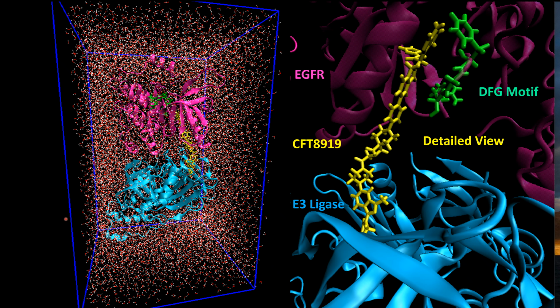In summary, this ensemble and molecular dynamics simulation offers atomic level insight into how molecular glues like CFT may stabilize EGFR Cereblon interactions, providing clues to their mechanism of action. Furthermore, these studies can also help guide the design of next generation protein degraders.